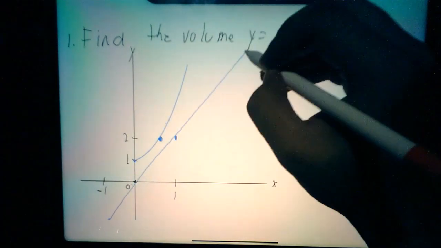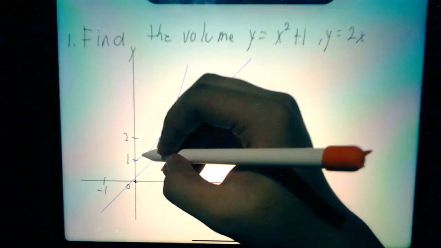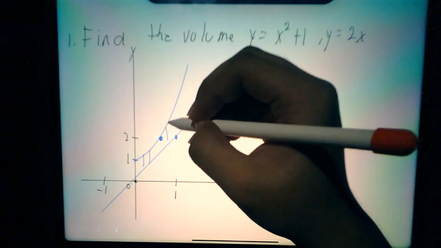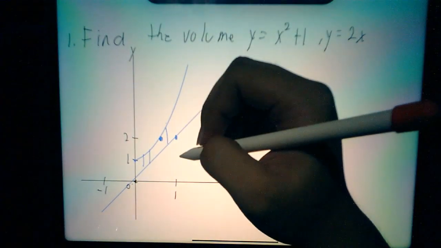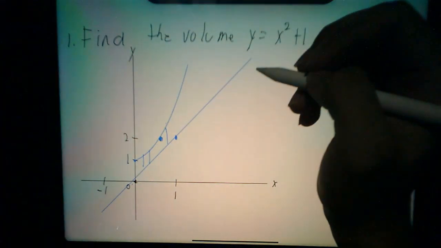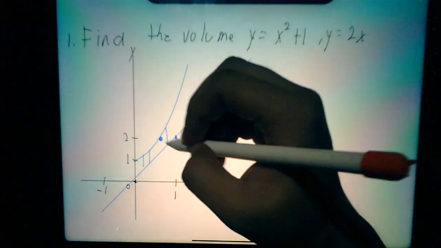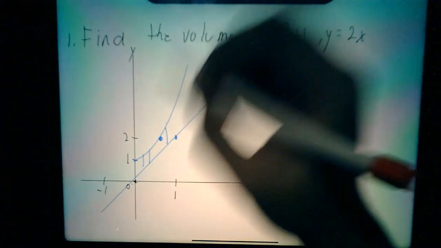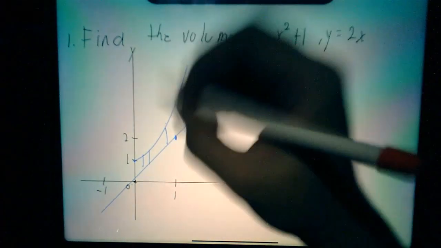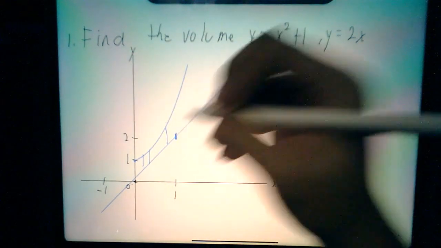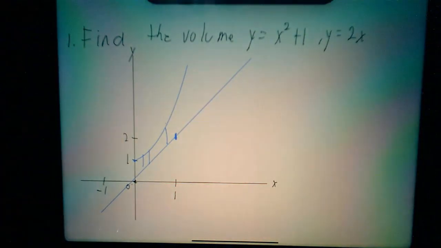So by putting that, this is our area of interest, with limits from 0 to 2, because the curves intersect at (2, 2).